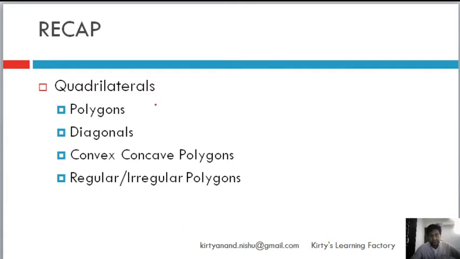In the previous tutorial we covered basically polygons, diagonals, convex and concave polygons, and regular and irregular polygons. I still want you to think about the number of diagonals and how to calculate it. I will cover it. I just did not want to give you the solution straight away, I want you to think about it. It's rather simple. You should be able to establish a mathematical relationship.